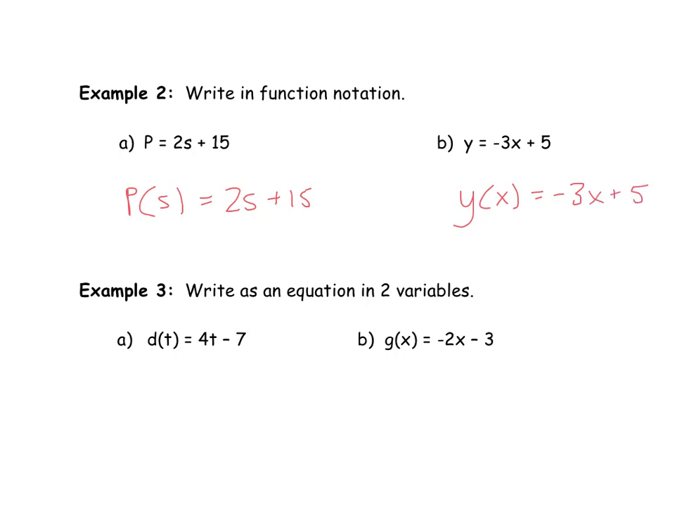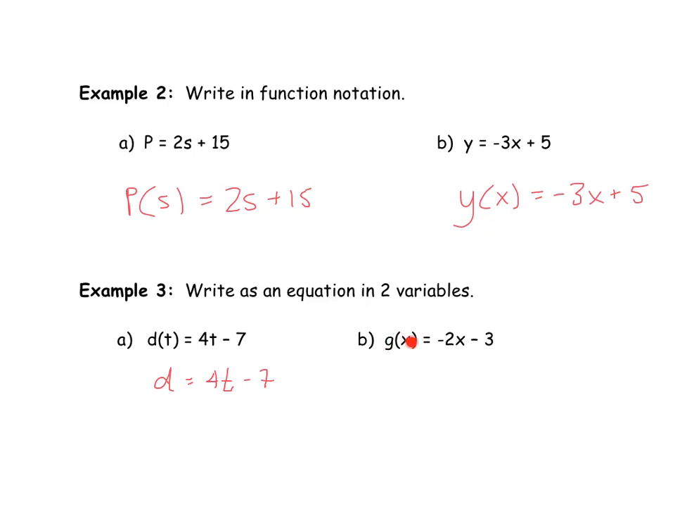Okay? All right, so write as an equation in two variables. So here, d of t equals 4t minus 7. So maybe this is a distance time formula, most likely. So we could say the distance is equal to 4t minus 7.